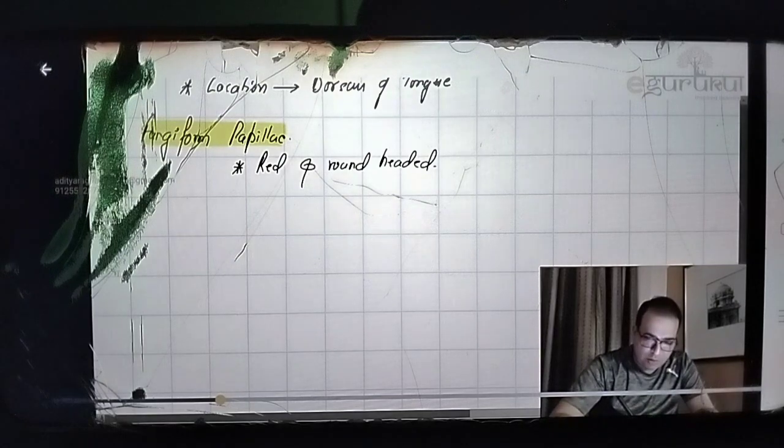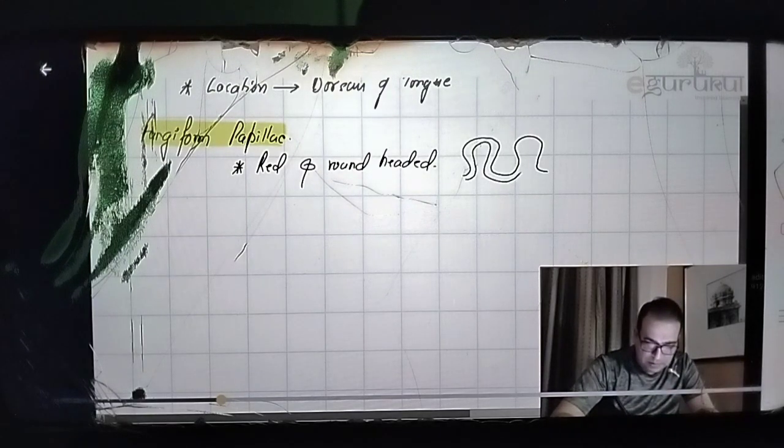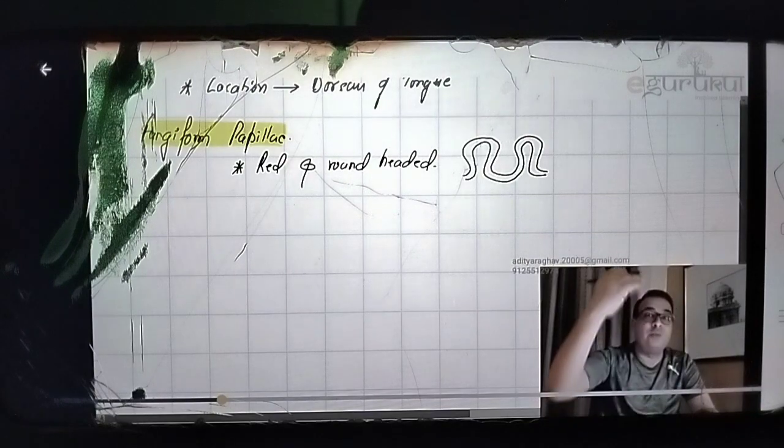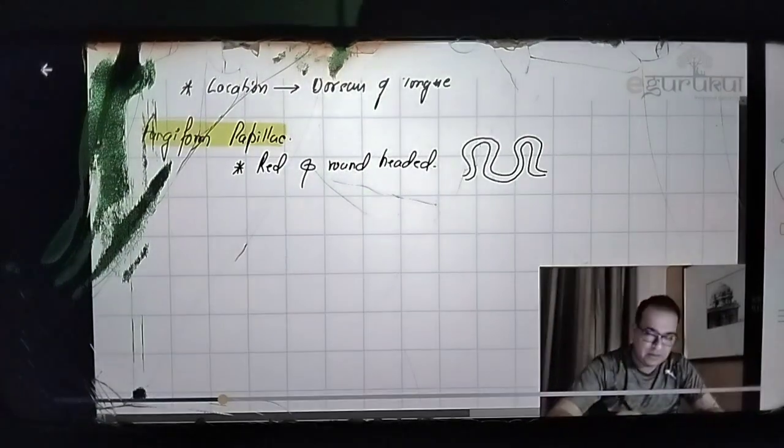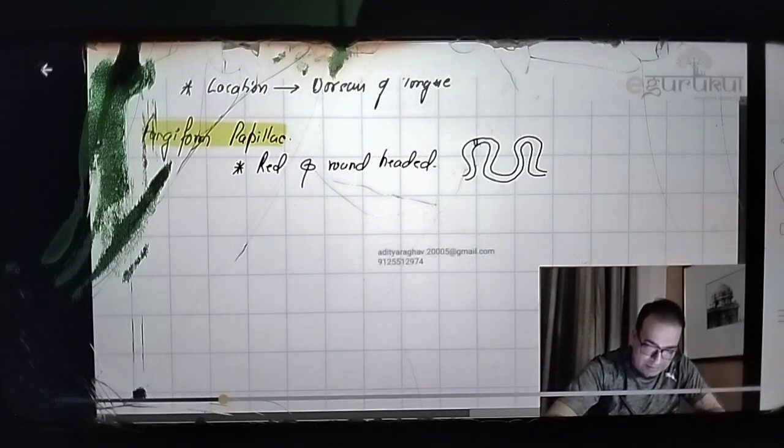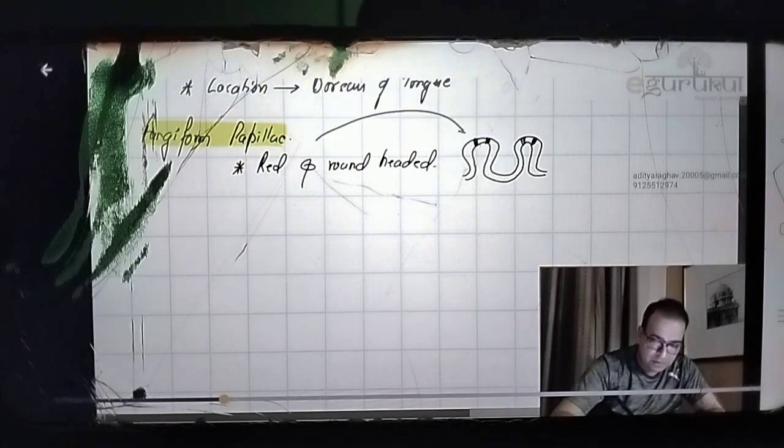Histologically, if I talk about them, they will look something like this. Again, it is not a furrow, it is a projection from the surface. It is projecting from the surface here. That's how the lamina propria is showing this projection, and this time the taste buds will be seen on the surface. That's how the fungiform papillae will look.